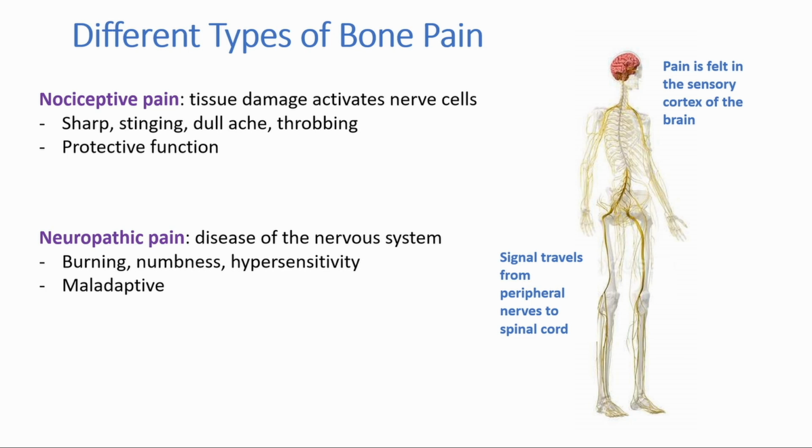There is another type of pain that's much less frequently recognized, and this happens when there's a disruption within the nervous system itself. This is called neuropathic pain. Although patients may continue to perceive pain as being located in the bone or other part of the periphery, the issue is actually now in the nervous system, and it's divorced from any tissue damage that is now happening in the bone. This type of pain is often perceived as burning, numbness, or hypersensitivity. And this is a purely maladaptive type of pain. It doesn't do anything helpful for the body.